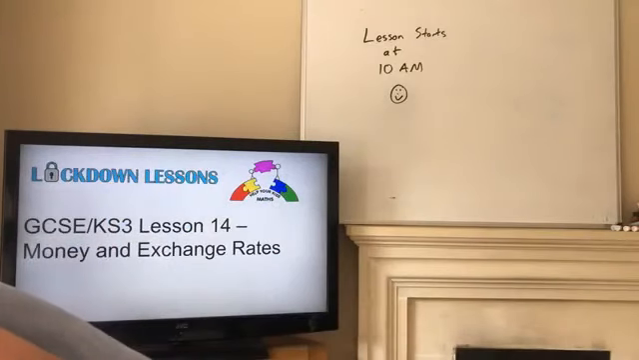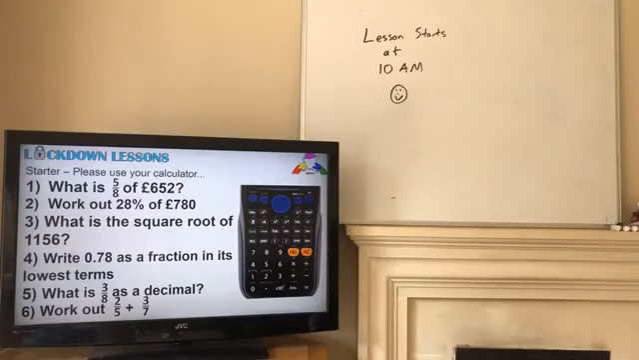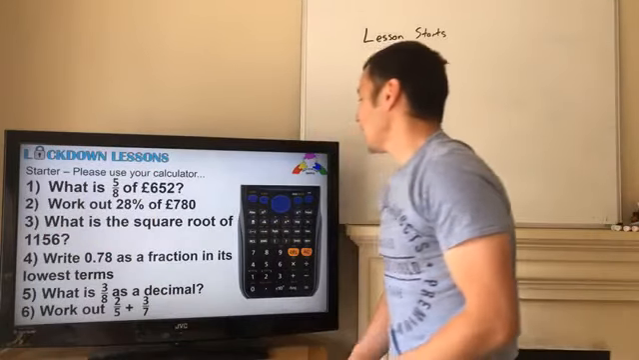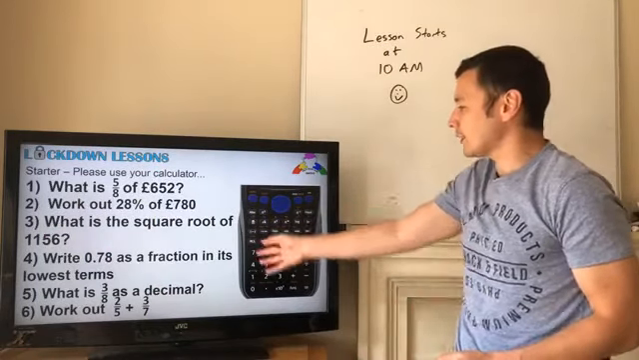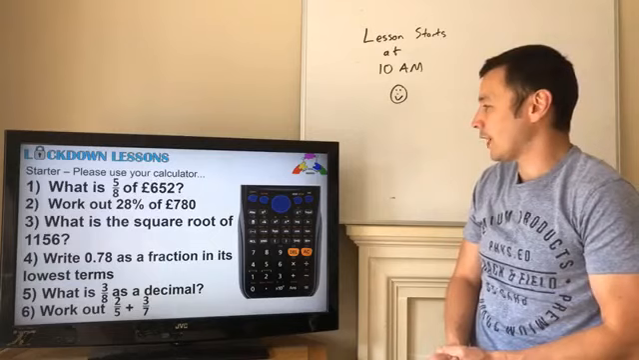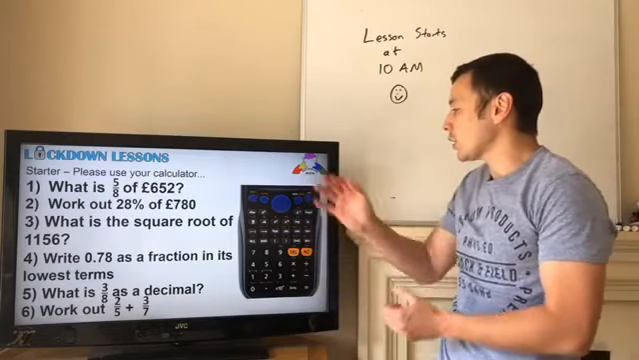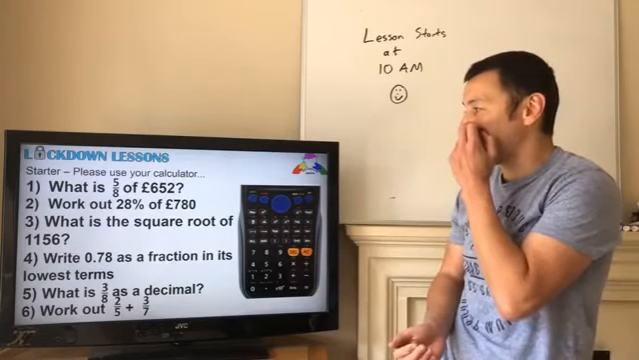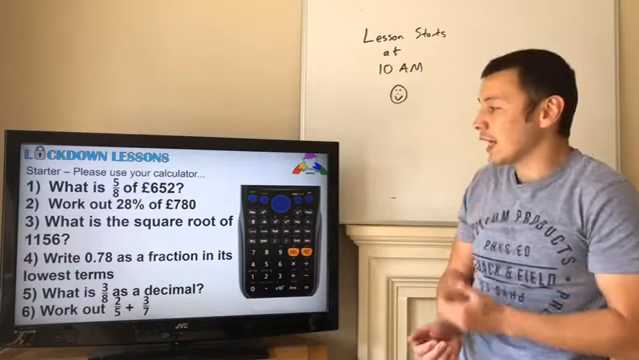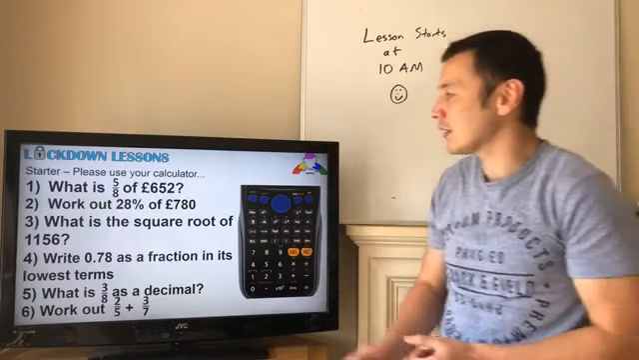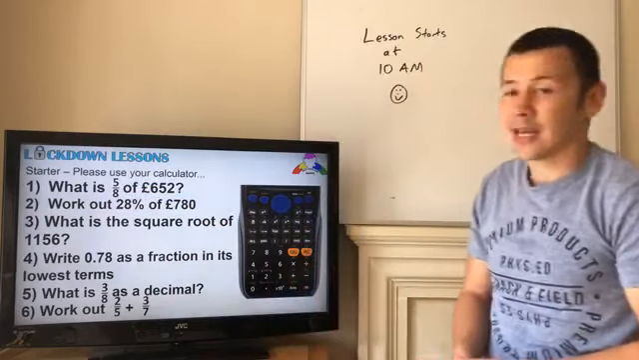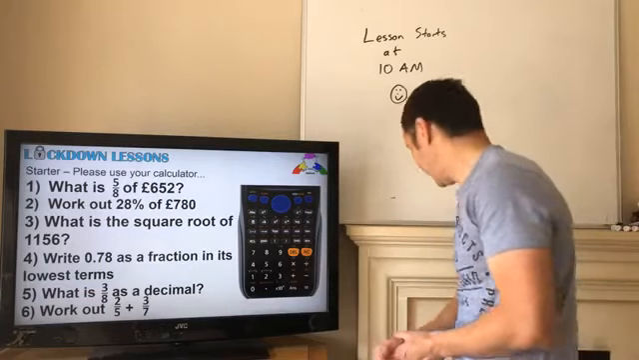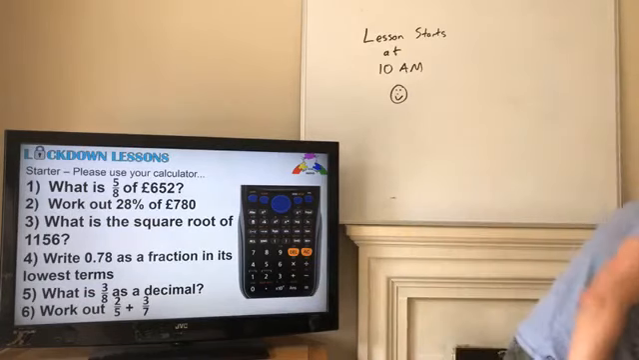So to start with, can we have a look at these six questions, please? And please use your calculator. I've got an example of the scientific calculator on the board there, mainly so I can show you some of the cool buttons that you might not be aware of. So use a calculator to see if you can answer these questions here on the board. Any problems, please let me know in the chat.